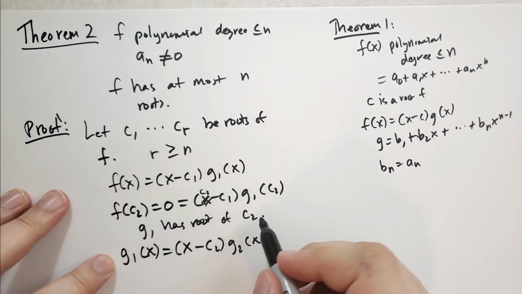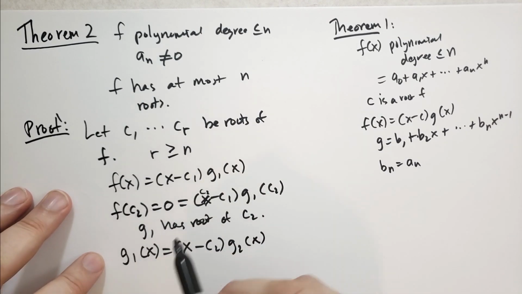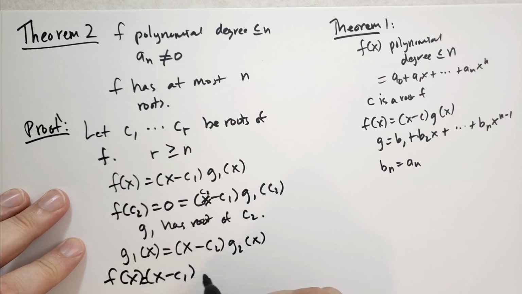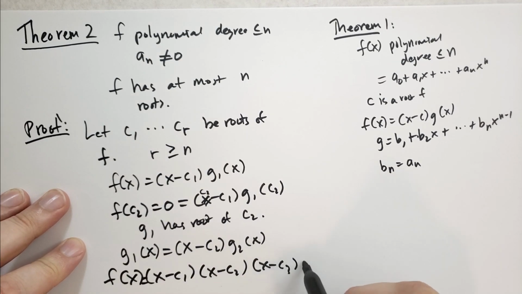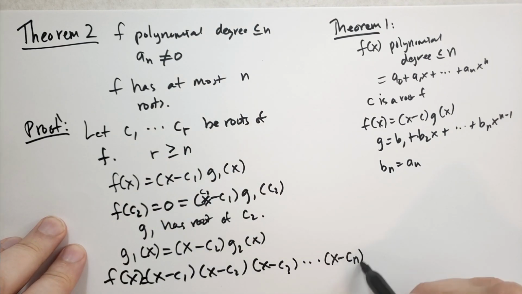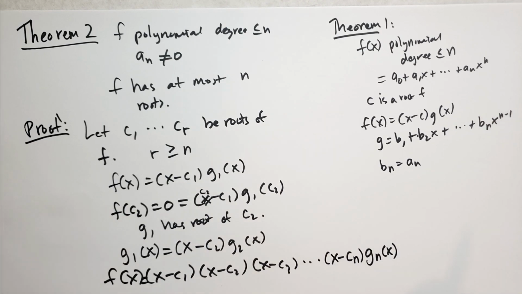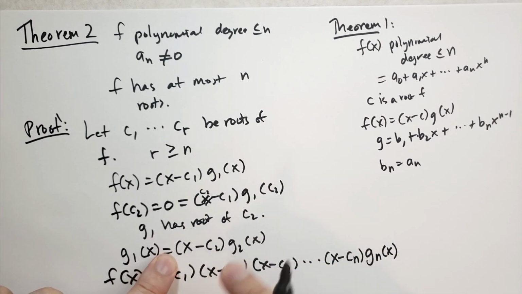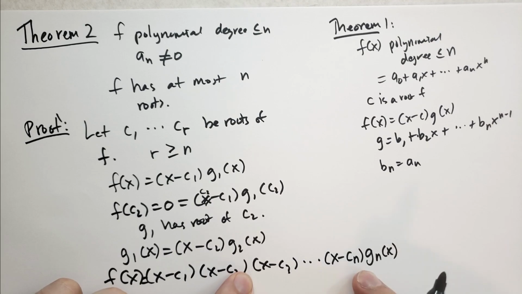And we can do the same reasoning for c3, c4, c5, and so on. So we can rewrite f of x to be equal to x minus c1, x minus c2, x minus c3, multiplying that all out up to x minus cn times gn of x. So we're just substituting these g1 functions. We're replacing g1 with x minus c2 times g2. And then we do that for g3, g4, g5, all the way up to gn.